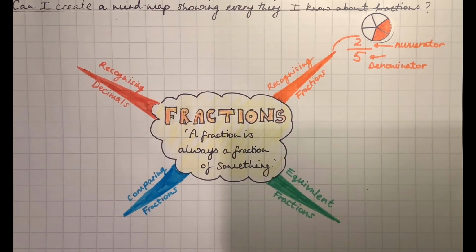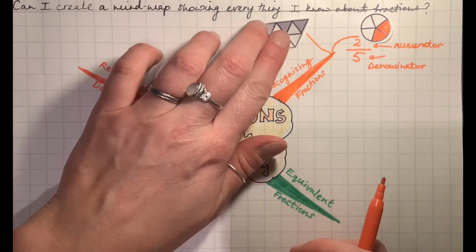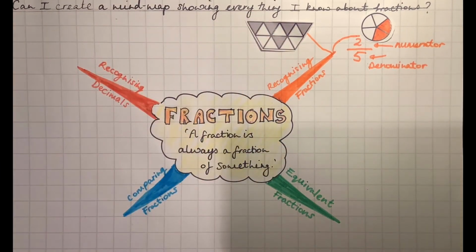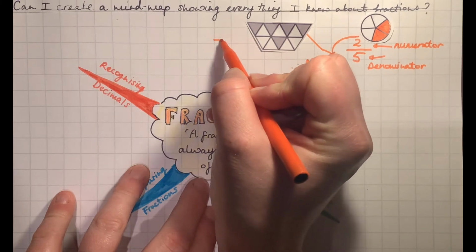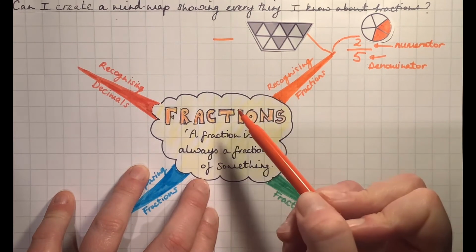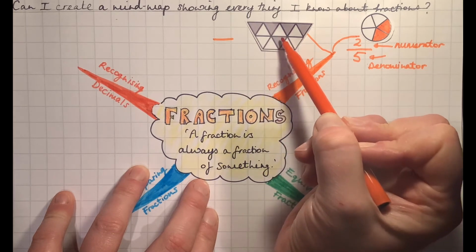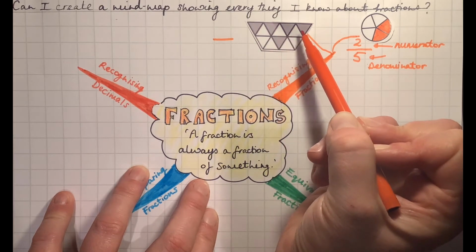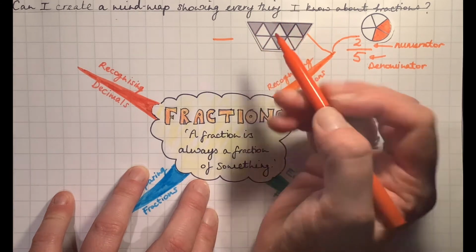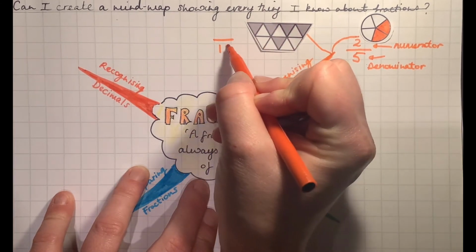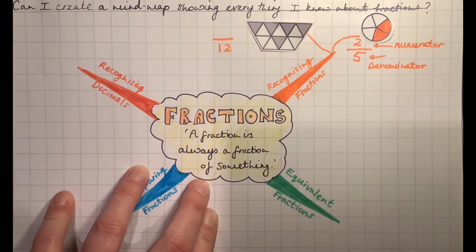Okay, so let's have a go at another one. Right, so I've got another image here. So how many parts can you count in total? How many triangles? Let's count them up, shall we? 1, 2, 3, 4, 5, 6, 7, 8, 9, 10, 11, 12. So that is the denominator, and you put that at the bottom because that is the total number of anything.